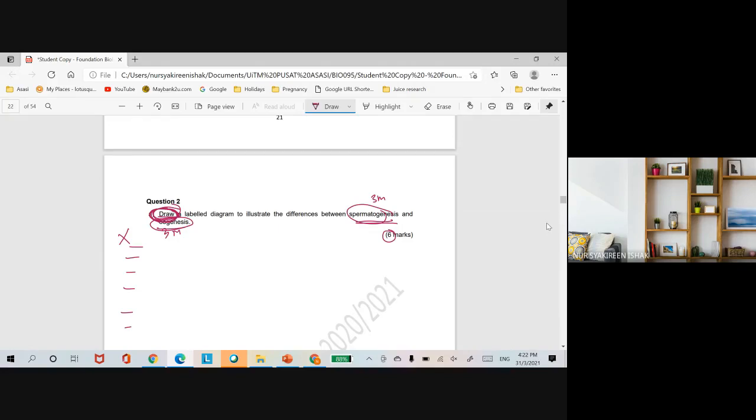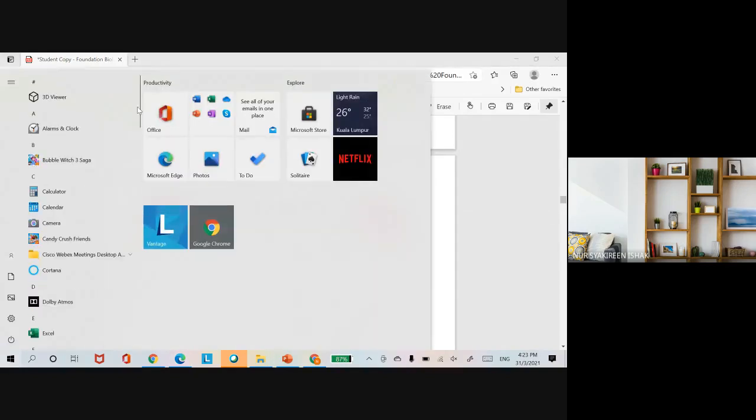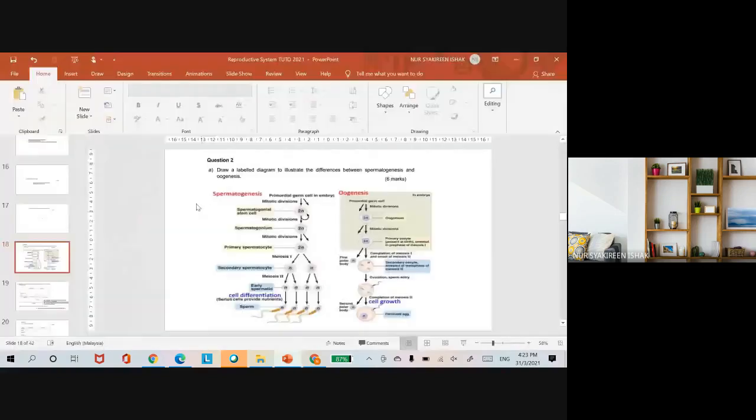Okay, so for spermatogenesis and also oogenesis, it starts with germ cell. Okay, sel asal dia adalah, we call it as germ cell. We call it as the primordial germ cell in the embryo. So kedua-dua ni start dengan primordial germ cell. Saya draw dekat PowerPoint lah. Senang nak nampak, kat situ sempit sikit.